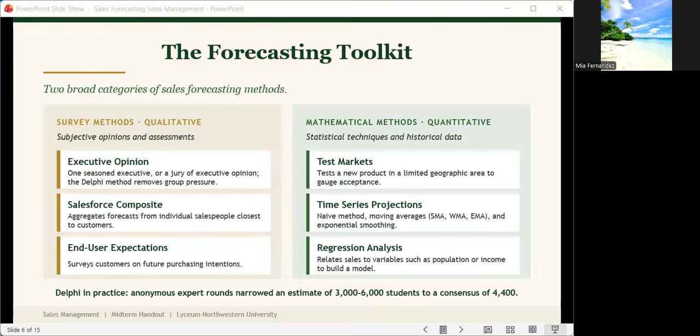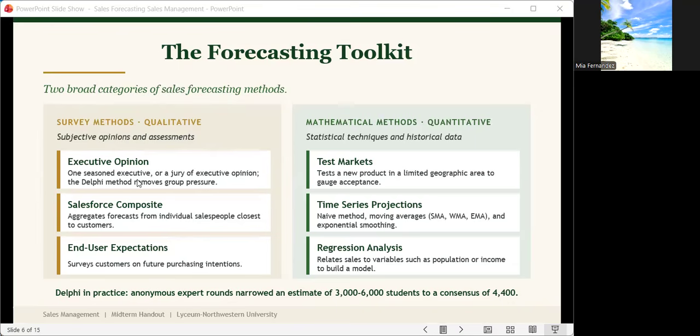So, moving on to the forecasting toolkit. We mentioned earlier that there are two broad categories of sales forecasting methods. First is the survey method or the qualitative method, and the next one is the mathematical method or the quantitative method. The survey method or qualitative method is based on subjective opinions and assessments. We have three types. First is the executive opinion. How are you going to do that? There are two ways.